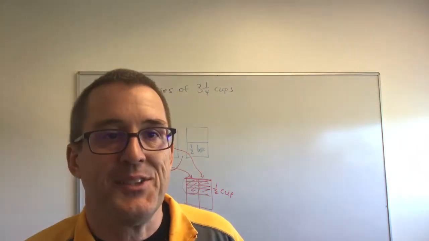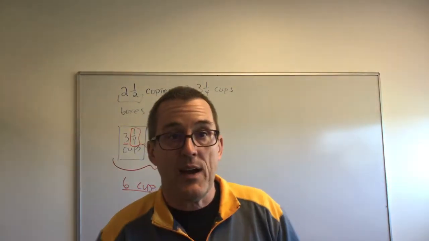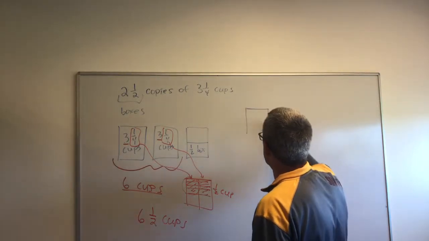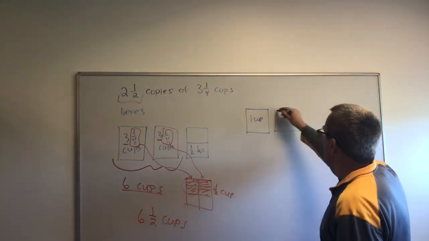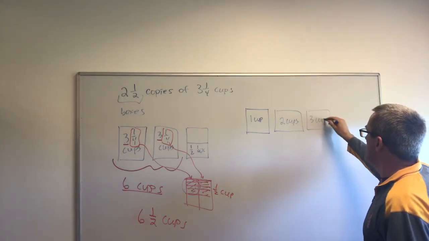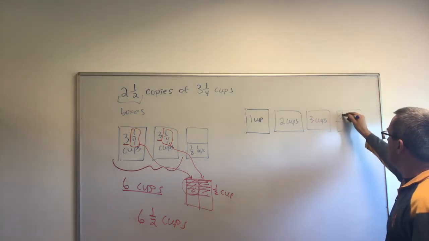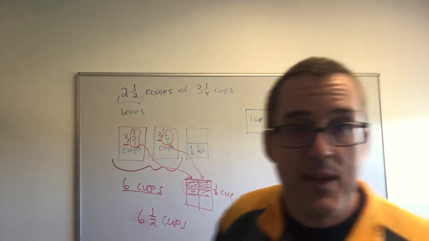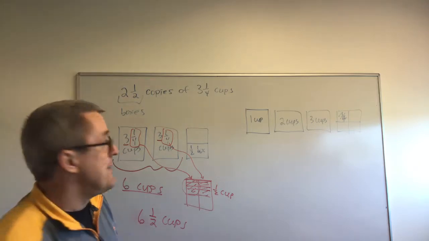But now here's where the challenge comes in. We have this half a box. Now remember, a full box of crackers contains 3 1/4 cups. So let's draw that out. A full box of crackers contains 1 cup, contains 2 cups, contains 3 cups, and 1/4 of a cup. So in the story, a full box of crackers contains 3 1/4 cups of crackers. But we only ate half the box. We only ate half as much of all that.